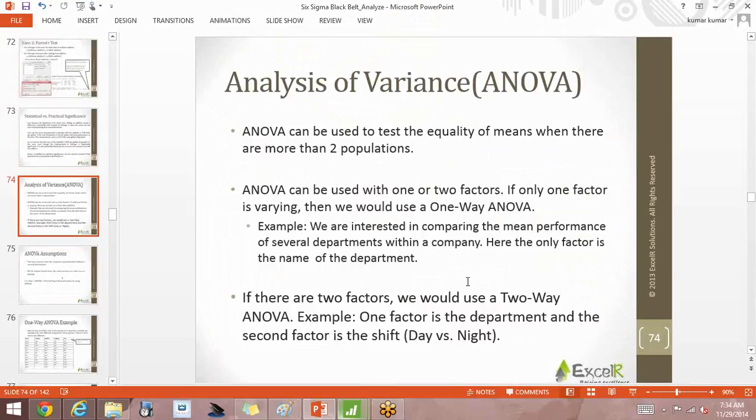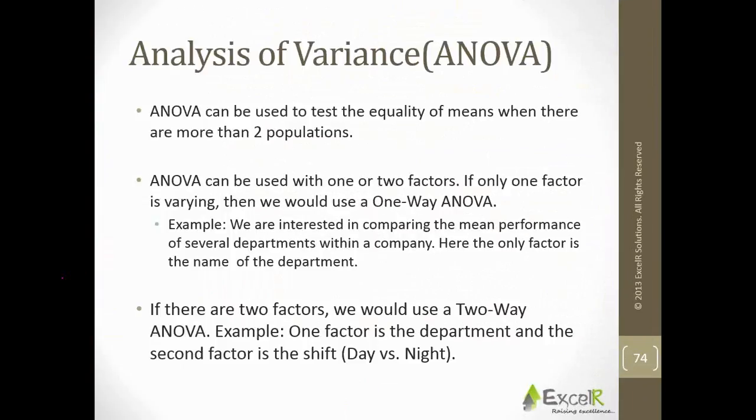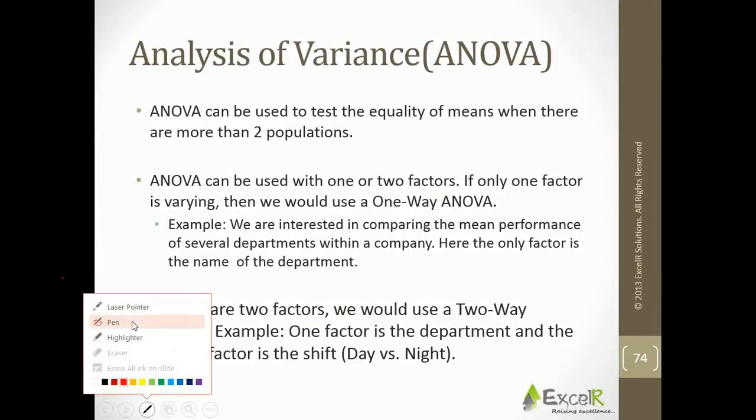Next thing is ANOVA, analysis of variance. ANOVA can be used to test the equality of means when there are more than two populations. ANOVA can be used with one or two factors. If only one factor is varying, then we would use one-way ANOVA. Here is an example for one-way ANOVA that is given already. So let me highlight.